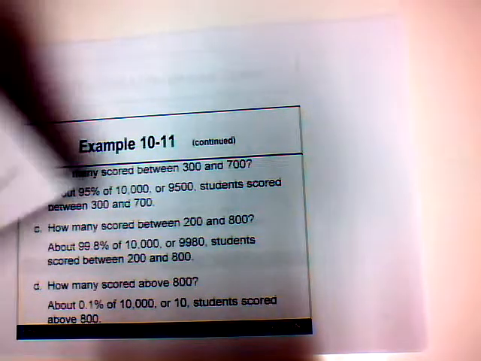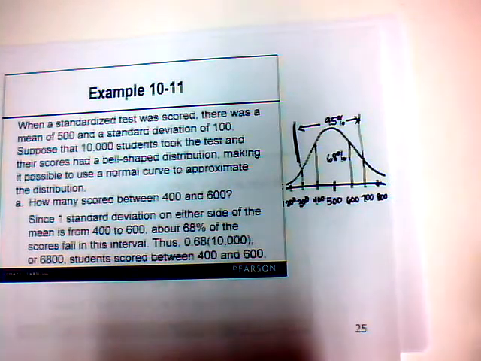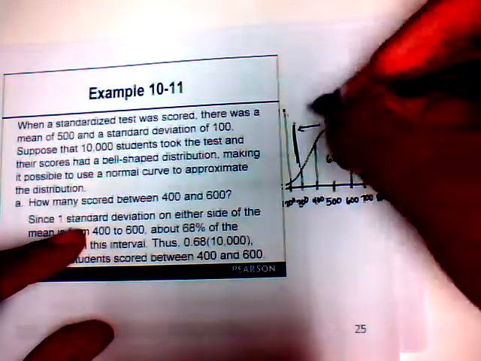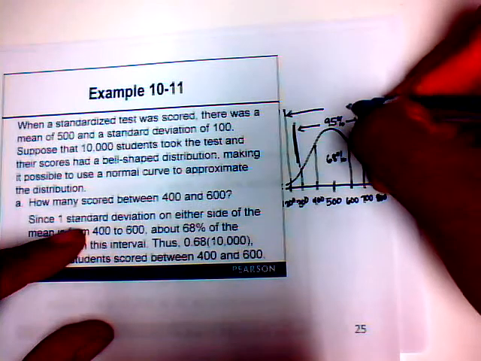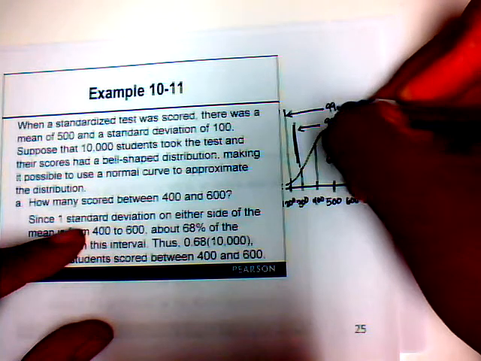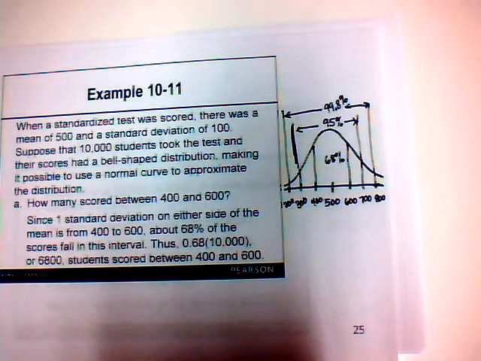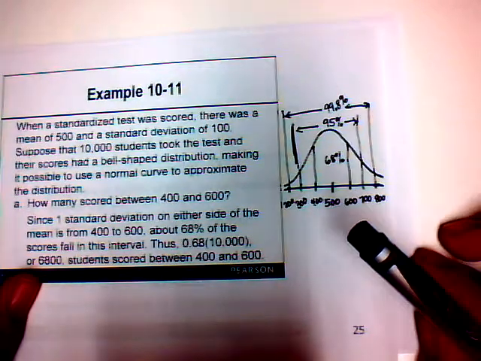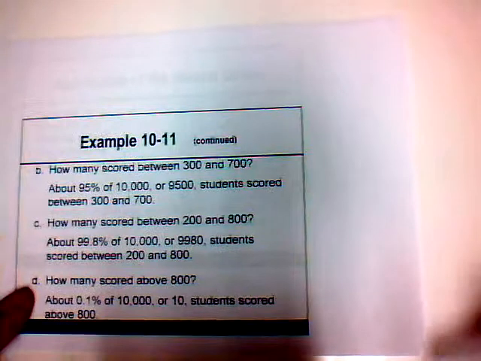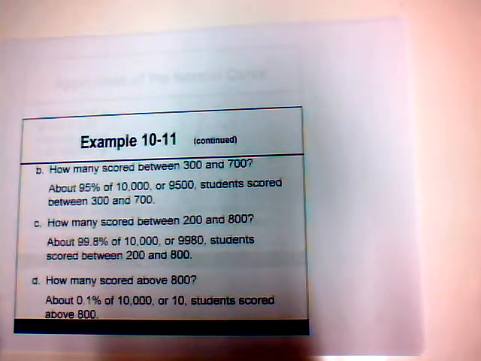And how many scored between 200 and 800? Let's go back to this again. 200 is way over here. 800 is way over here. Those two data values are within 3 standard deviations of the mean. And according to the empirical rule, 99.8% of those data values are within 3 standard deviations of the mean. So take 99.8% of 10,000, or 0.998 times 10,000, you'll get 9,980. So 9,980 students scored between 200 and 800.